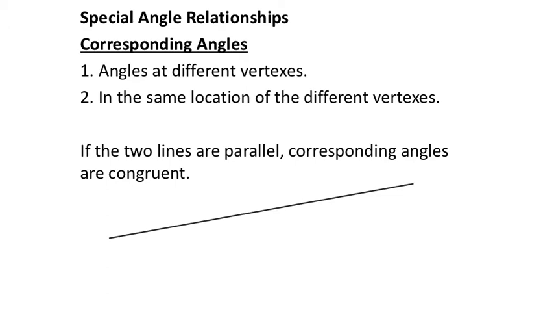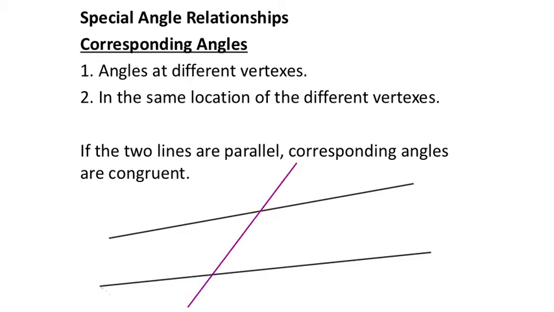So here, let's give ourselves a couple lines like this, and they're not parallel. They're not meant to be anyways. And I'll even make the transversal go a little bit different like this. Labeling these, I'll say this is line A and B, and then my purple one here is line T. With corresponding angles, I don't care about exteriorness or interiorness, which you may have noticed for the two conditions we need for corresponding angles. They just have to be in the same location at different vertices.